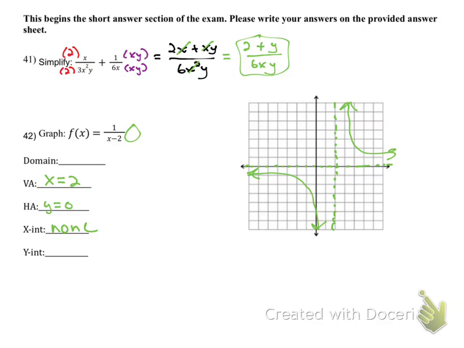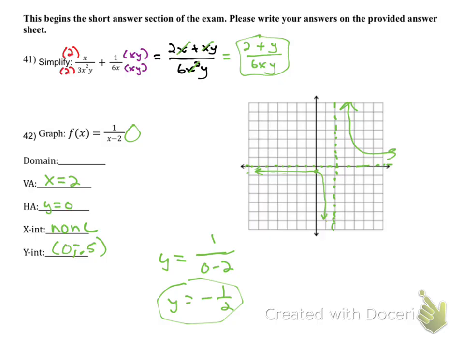And you can plug this function into your calculator to look at that as well. Y-intercept, plug in 0 for x, and that gives us y equals negative 1/2. So we do have a y-intercept at negative 1/2. So I'm going to redraw that to get that y-intercept. Again, to get that y-intercept, just plug 0 in for x.